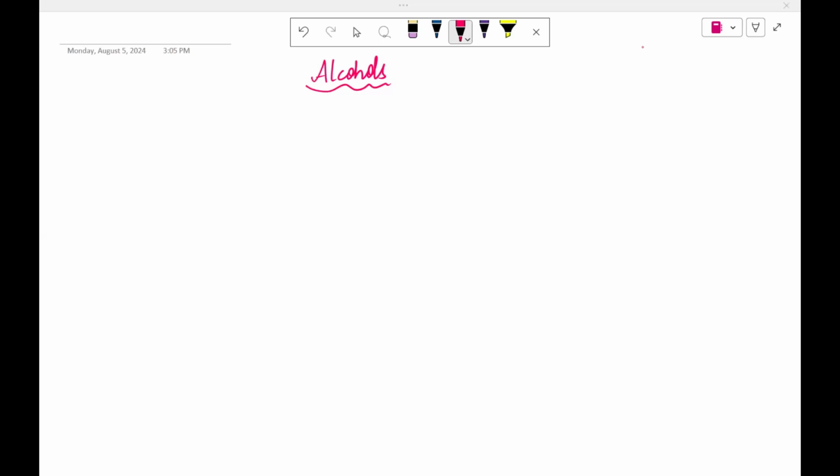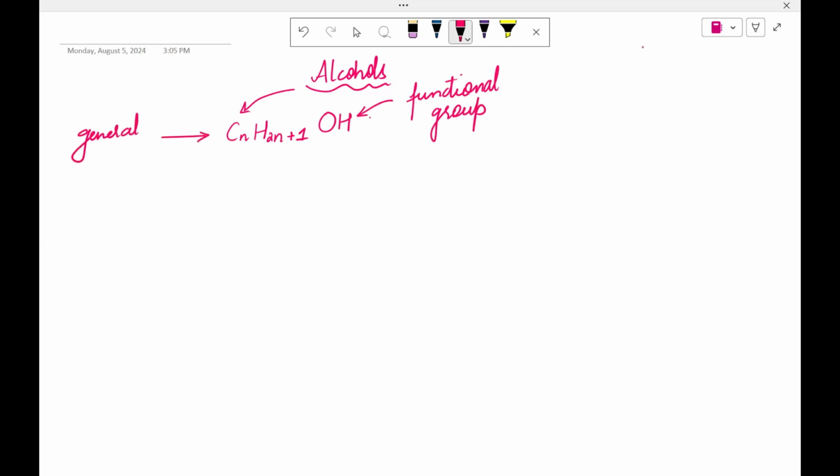First of all, let's discuss the general formula of alcohols, and that is CnH2n+1 OH. OH is basically the functional group of alcohols, and this represents the general formula for alcohols.